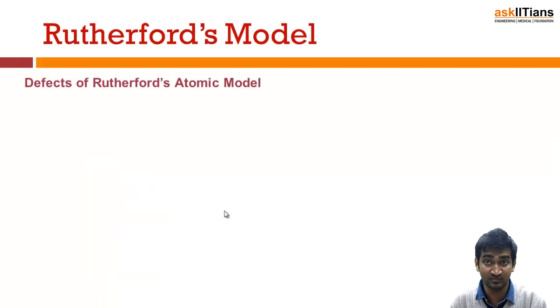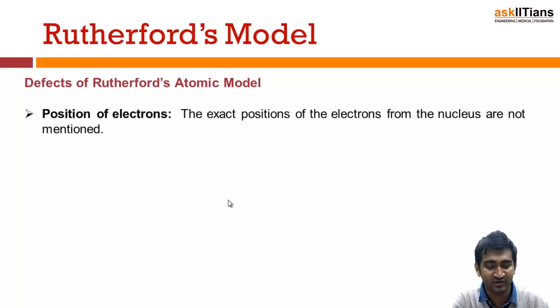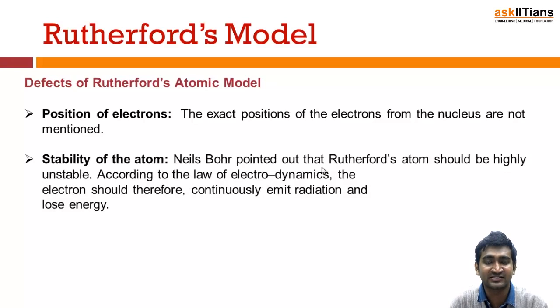But even this model had some defects. What were they? The first is the position of electrons: the exact position where they are revolving, where the circular path is. And the second is stability. Niels Bohr said that the Rutherford atom should be highly unstable. Why? Because electrodynamics was a very favorite subject of scientists in those days, and according to it, the electron should continuously emit radiation.